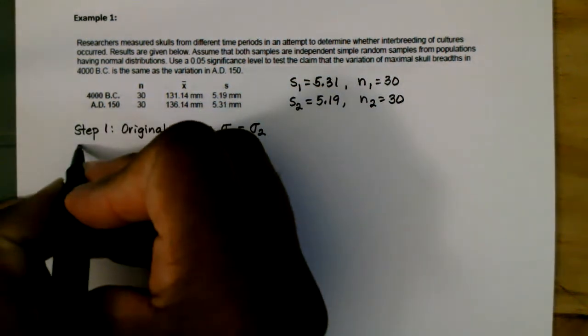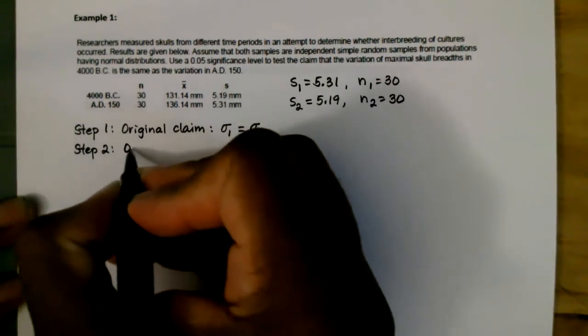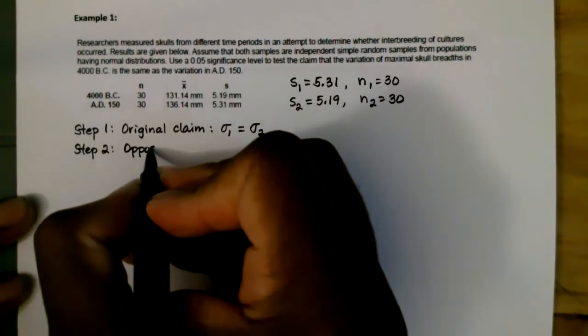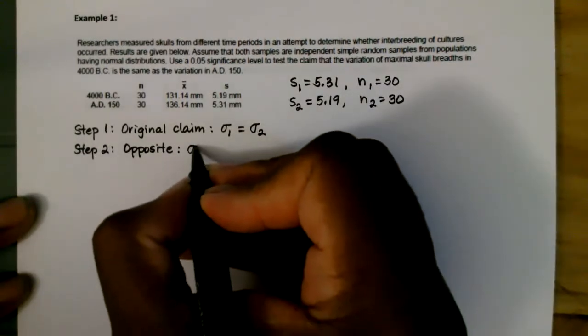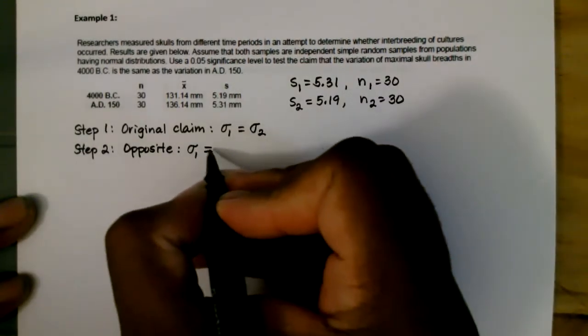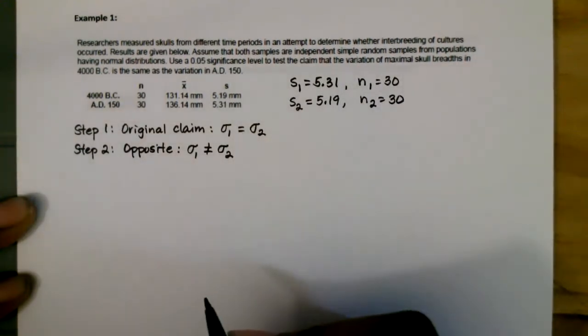And now step number 2 is the opposite of the original claim. The opposite of equal to will have to be not equal to. So it'd be sigma 1 is not equal to sigma 2.